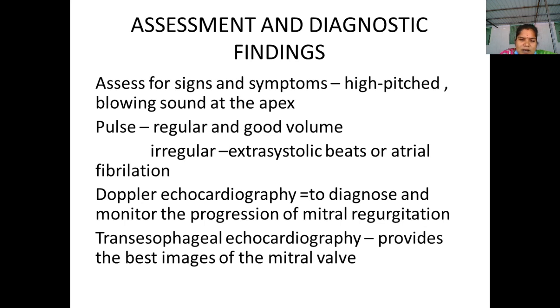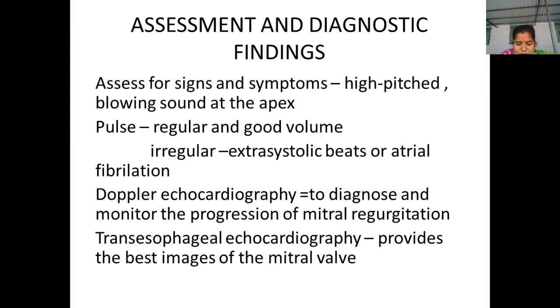And Doppler echocardiogram. Doppler echocardiogram is used to diagnose and monitor how the disease has been progressing. And not only that, one more examination is a transesophageal echocardiogram. This is also one of the diagnostic procedures. Usually, echocardiogram means that with the help of a probe on the surface of the body and sound waves, we can diagnose.